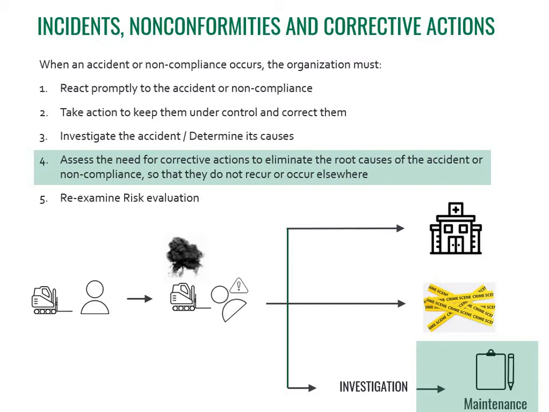Step 4 consists in using the result of the investigation to find the proper corrective actions that eliminate the root causes of the accident so that they do not reoccur or occur elsewhere. In our example, the investigation found out that the company has no maintenance plan. It does maintenance only when they have a serious malfunction. So, the corrective action could consist in doing preventative maintenance, managed through a maintenance plan.